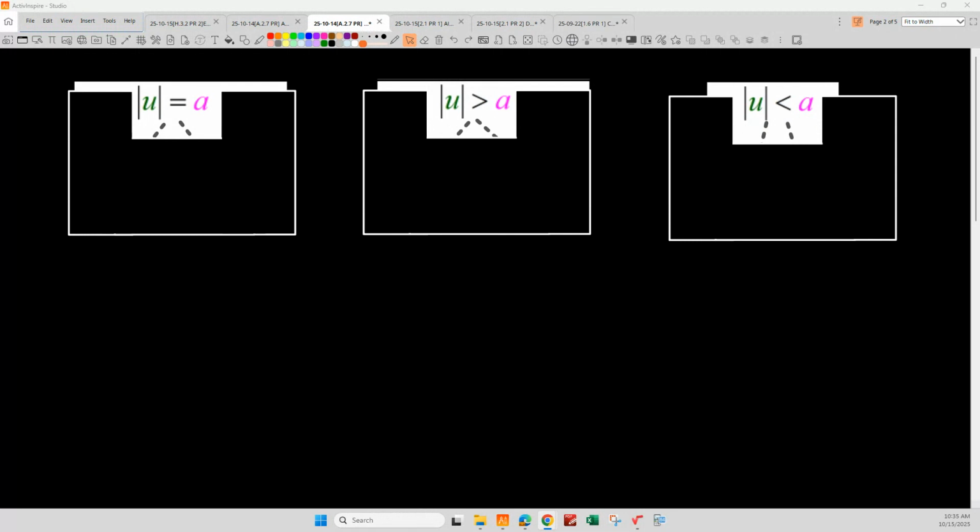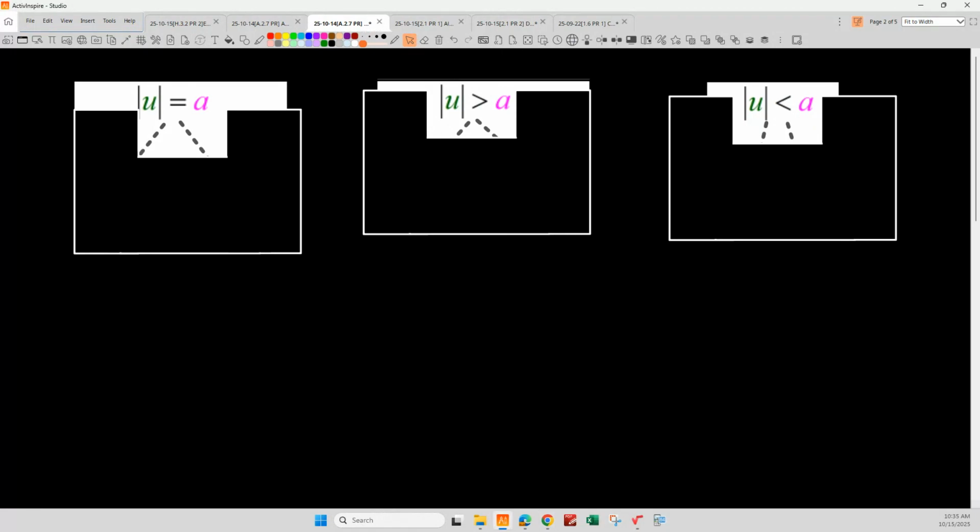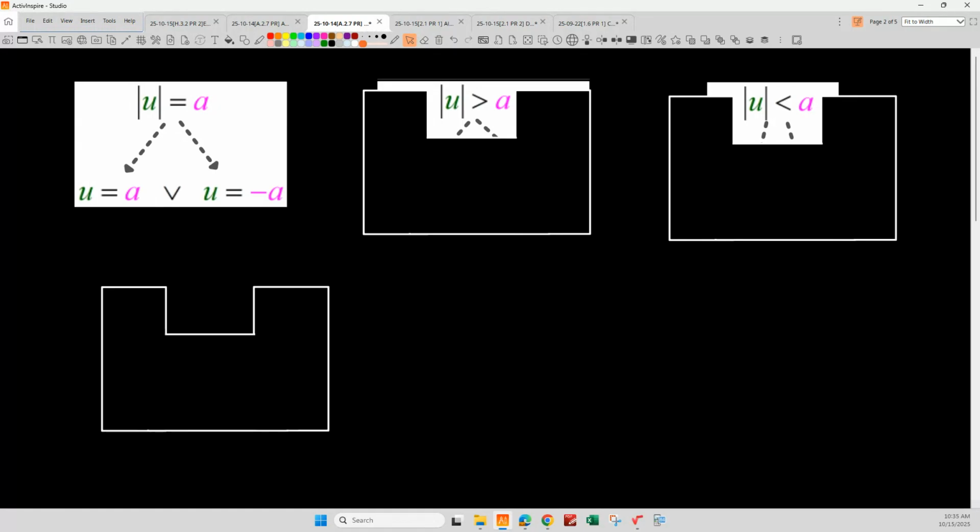So remind me here, now this one we dealt with a while ago. If the absolute value of something, call it U, is equal to A, how does that split? Good. U equals either order, doesn't matter. U equals positive A, or we need the or symbol, or U equals negative A. Good. Okay, that's excellent.